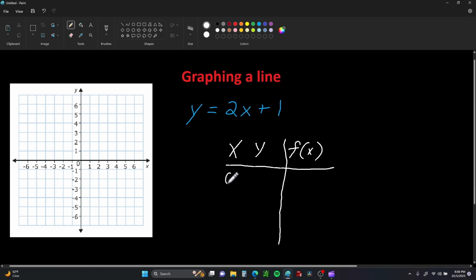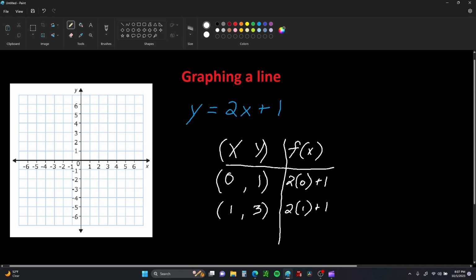So if I pick the value of 0 for x, this is going to be 2 times 0 plus 1, so y is 1. So this is actually going to be a point. So that's one of the points. And now I'll pick another one. I'll pick when x is 1. And over here, this would be 2 times 1 plus 1. So I have 2 times 1 is 2, plus 1 is 3.